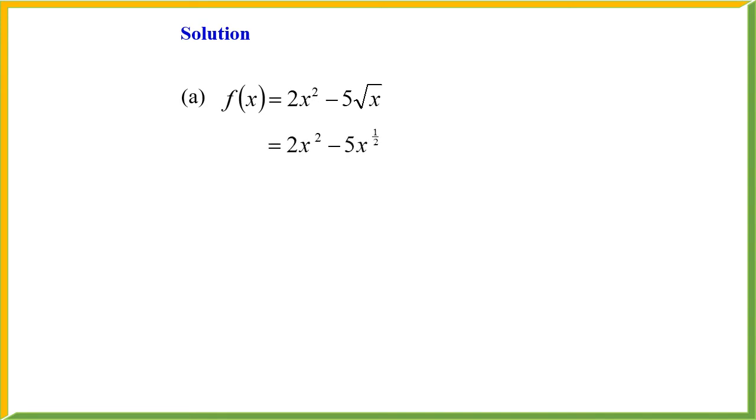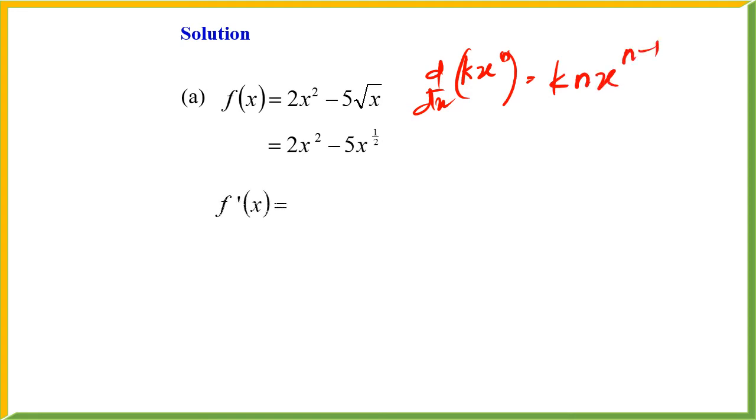So f prime x will be, so to differentiate 2x squared. How to differentiate 2x squared is, it's in the form of kx power of n, right? So differentiating kx power of n is equal to k n x power of n minus 1. So it will be 4x. So 2 multiplied by 2, and then x power of 2 minus 1 will be power of 1.